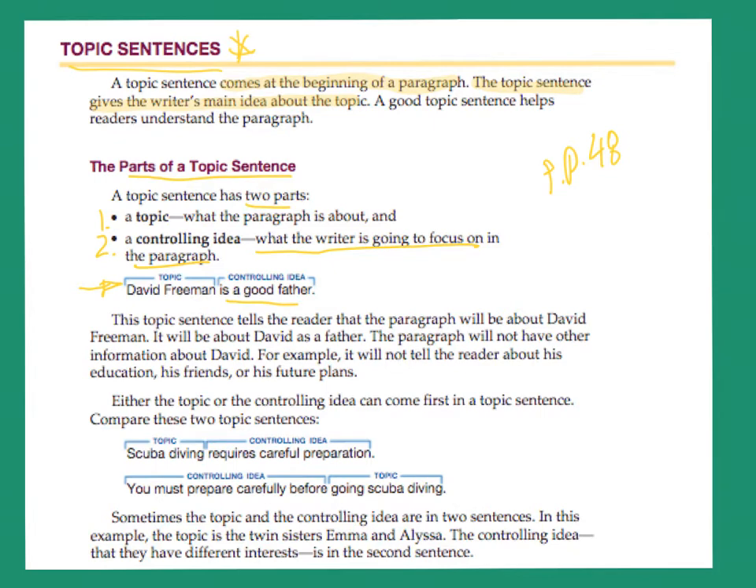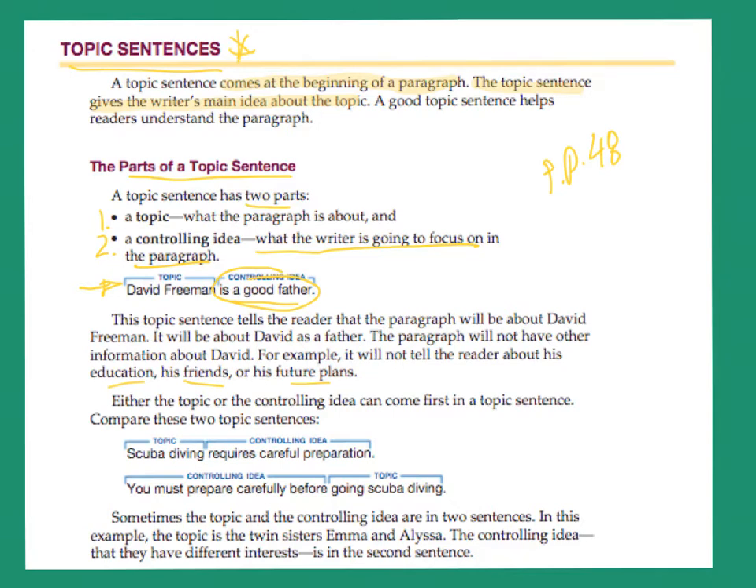This topic sentence tells the reader that the paragraph will be about David Freeman. It will be about David as a father. The paragraph will not have other information about David. However, for example, it will not tell the reader about his education, his friends, his future plans, because that is not the focus. The focus is about how he is a good father.